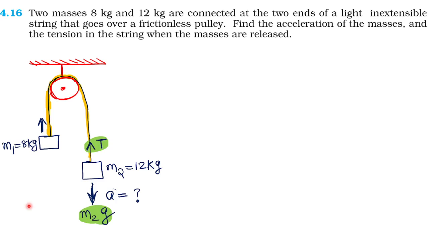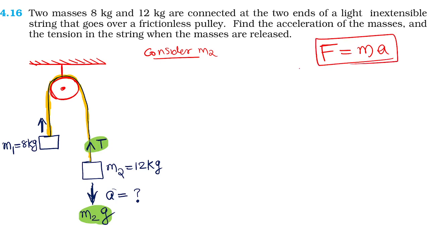Which one is stronger? M2G will be stronger because M2 is going downward. M2 going downward means M2G is stronger compared to tension. So the net force, let me write the title, consider M2. Listen, you studied this formula F equal to ma. Have you studied this formula F equal to ma?